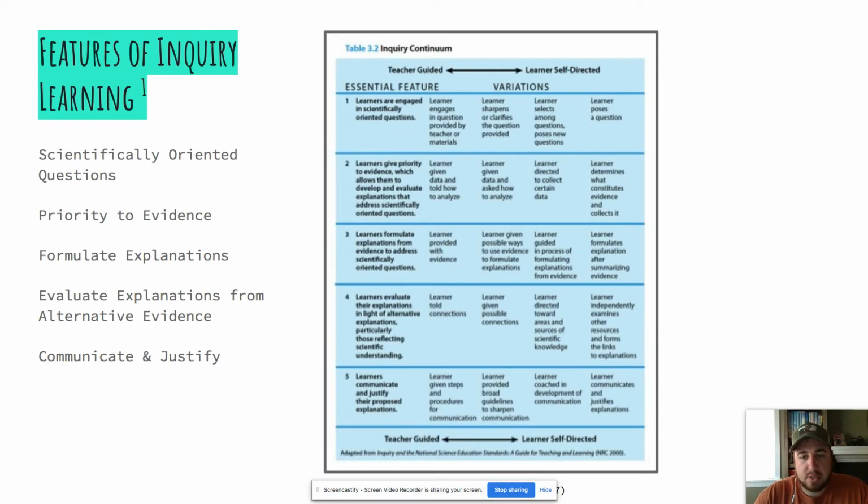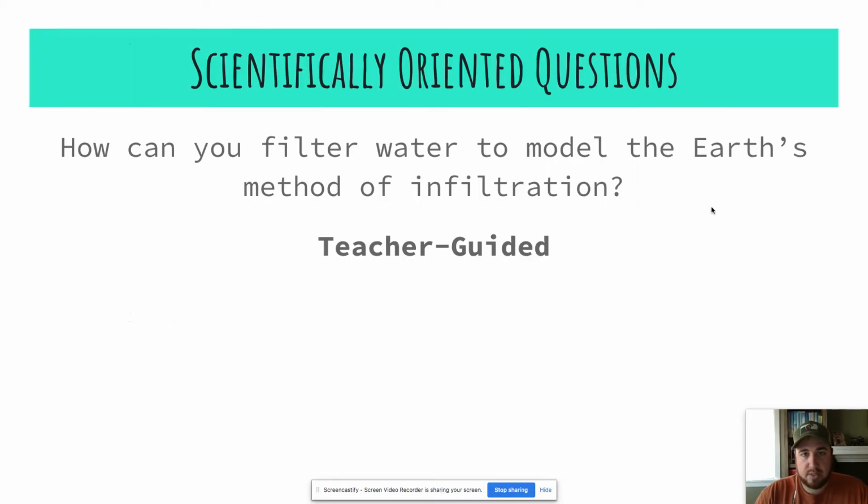Before I got started going through this lab, I just wanted to review the 5 different areas or features of inquiry learning that we were looking at: engaging in a scientifically oriented question, giving priority to evidence, formulating explanations from the evidence, evaluating the explanations from alternate evidence, and communicating and justifying explanations. I structured my presentation to match those 5 different areas. So I'll start with a scientifically oriented question.